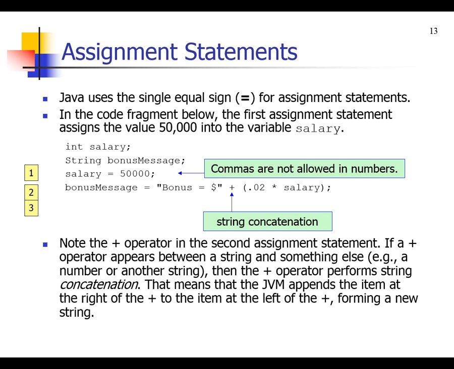Now we have what we call assignment statements. Notice I've declared salary right here as an integer. I have a string bonus message, and I have salary equal to $50,000, right?